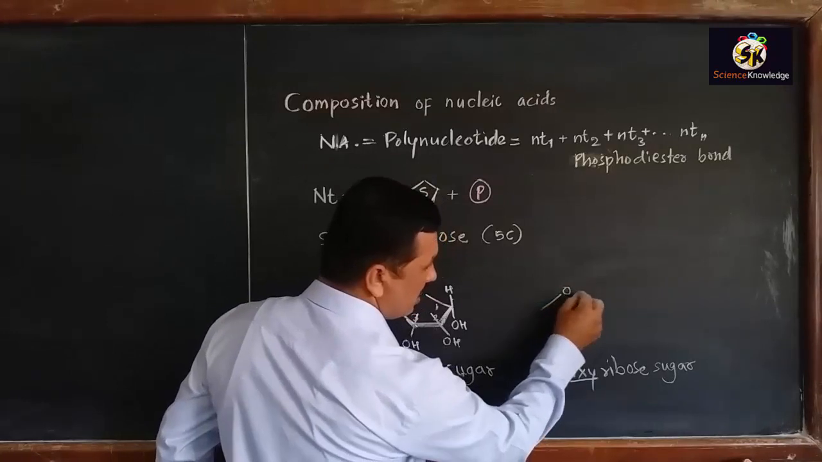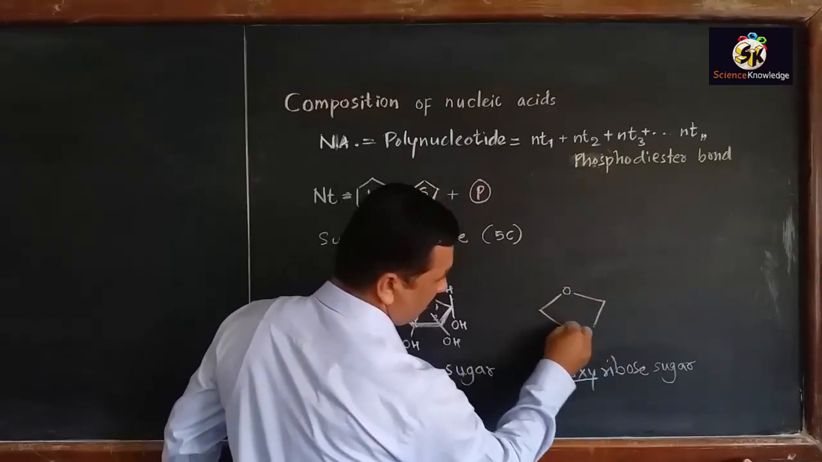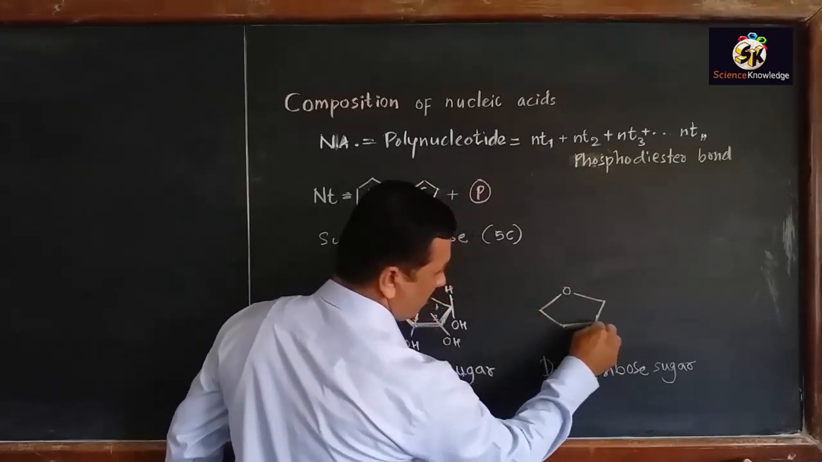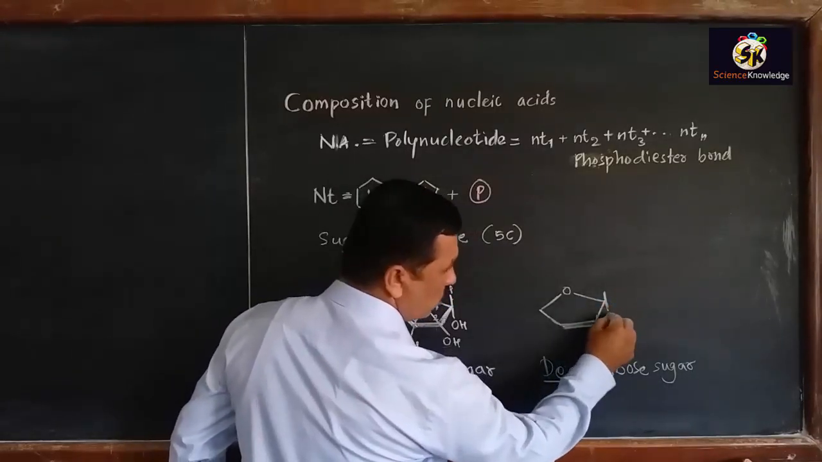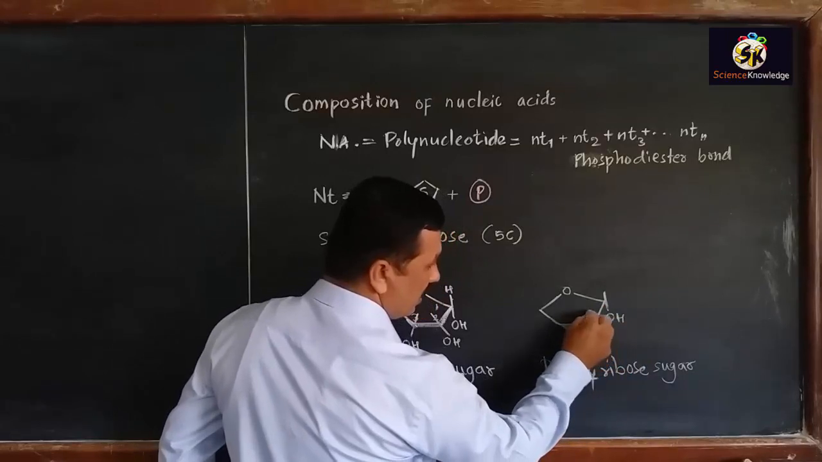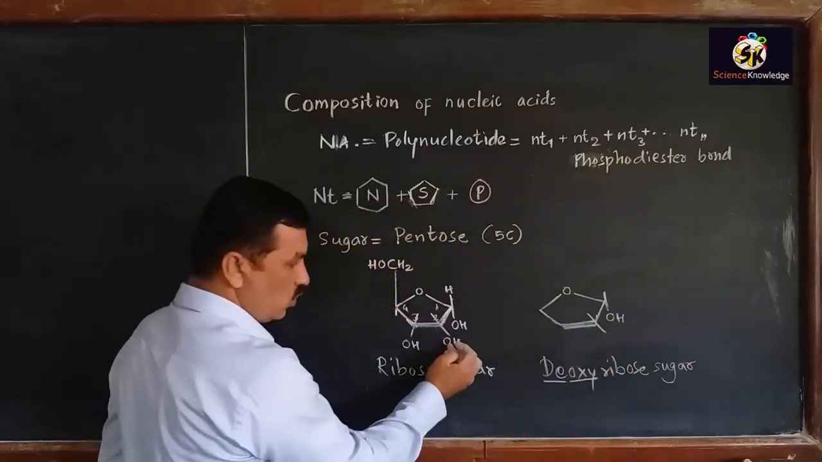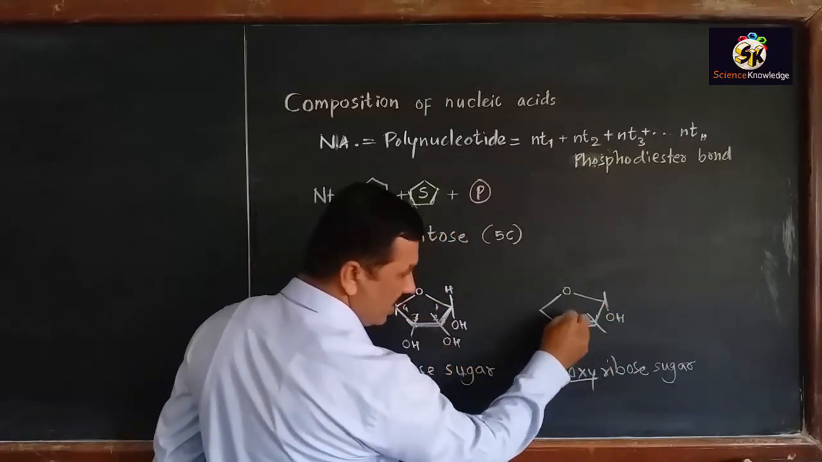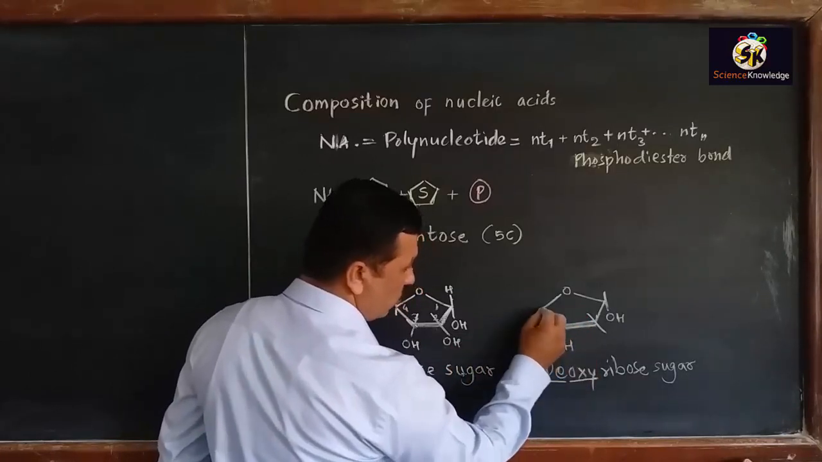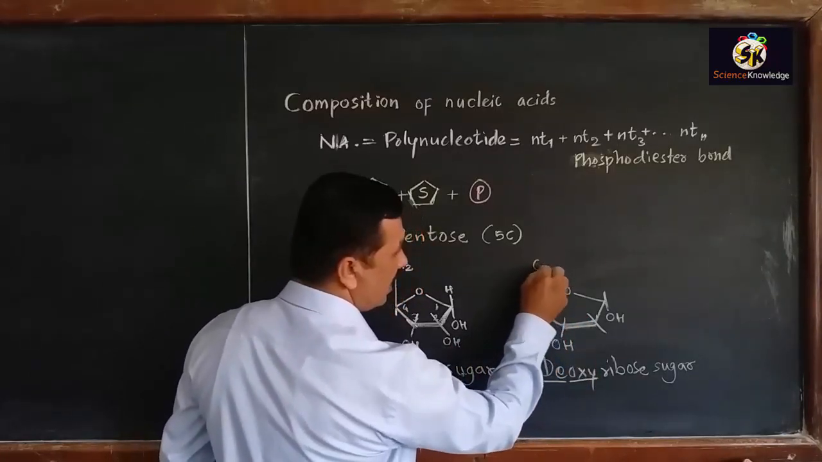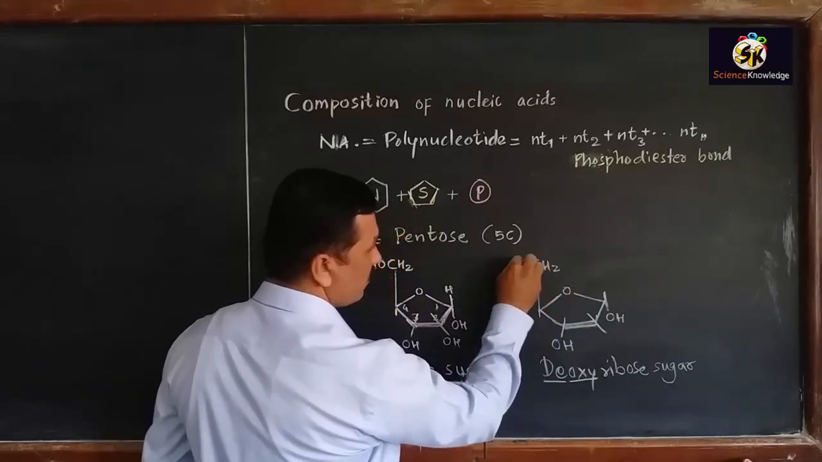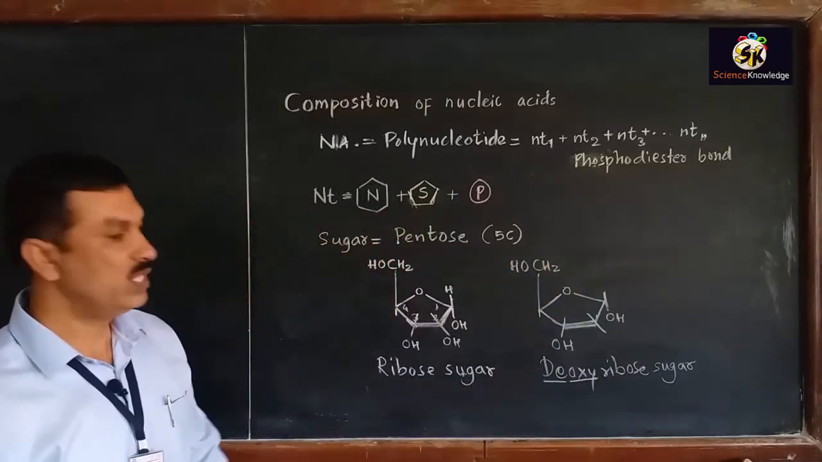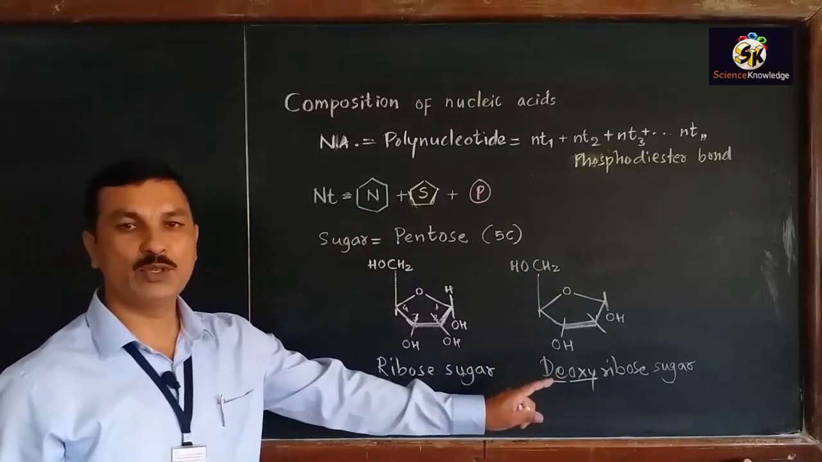A 5-membered ring with oxygen. The first carbon has HOH, the second one has H and H because the O is omitted, the third one HOH, the fourth one H, and the fifth one CH2OH. Now this is a very simple structure for deoxyribose sugar.